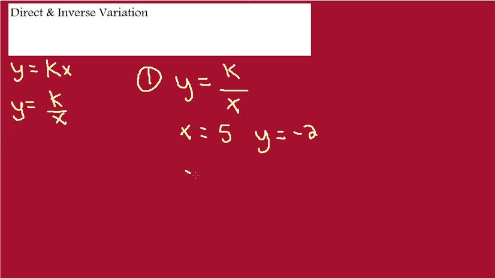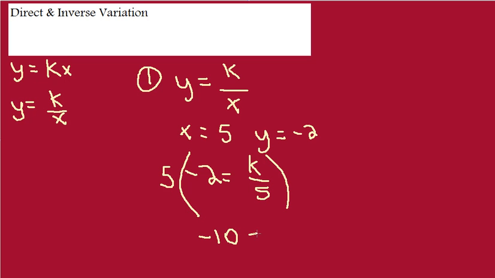Now you're going to have -2 equals k over 5. At this point, you just need to solve for k. Multiply both sides. I just multiply both sides by 5. So now you have -10 equals k. Write your new equation. Y equals -10 over x. Here's your equation.